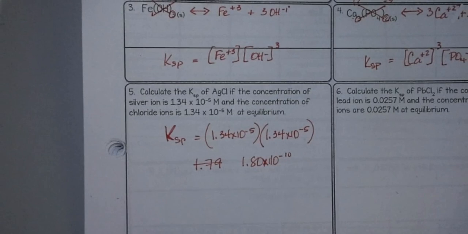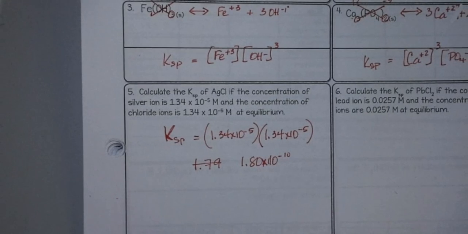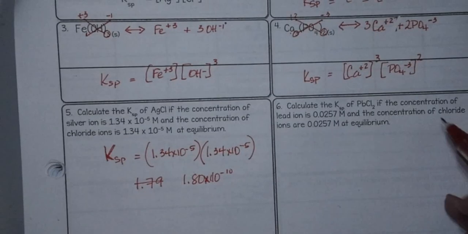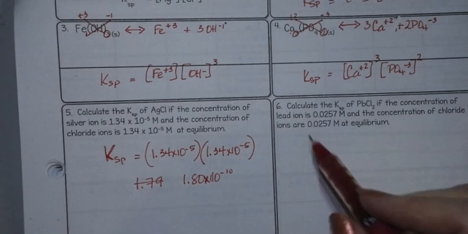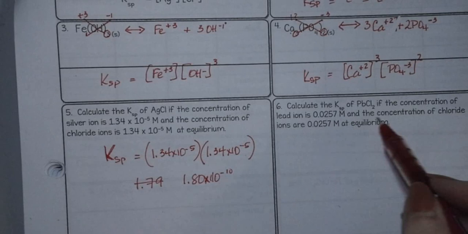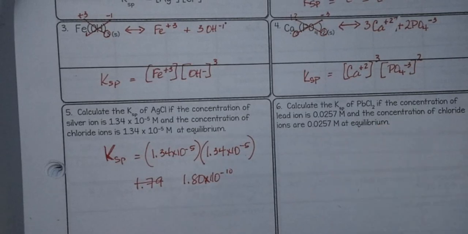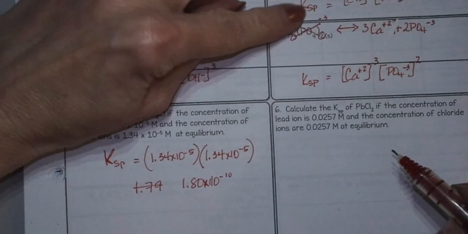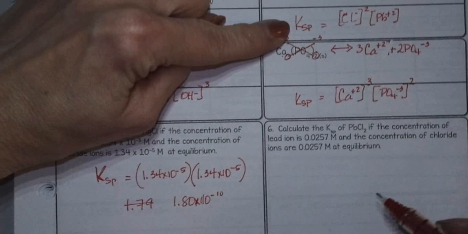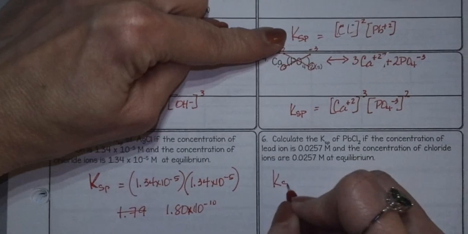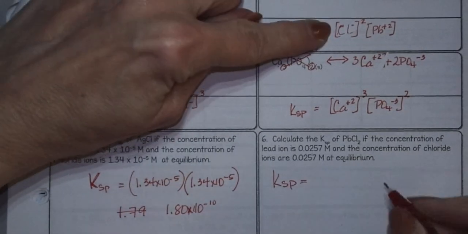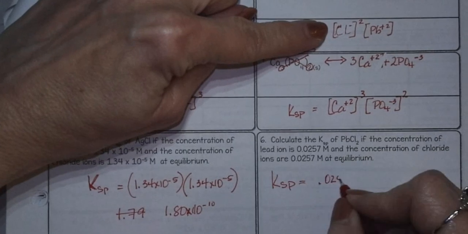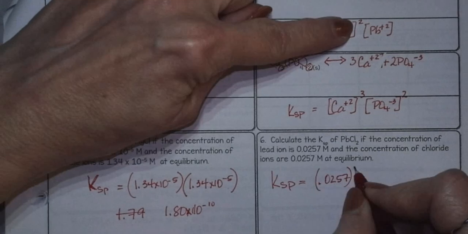Yeah? Okay. All right, so calculate the KSP of lead chloride if the concentration of lead is 0.0257 molar and the concentration of the chloride ions is 0.257 molar. Okay, so now we have lead chloride. And since we already have our equilibrium expression written, I'm not going to write it again. So I'm just going to plug my numbers in. The chloride ion, and it's squared, times the lead ion, and it's not squared.